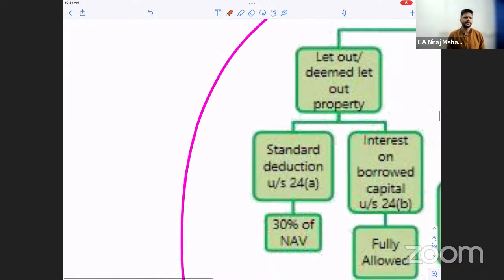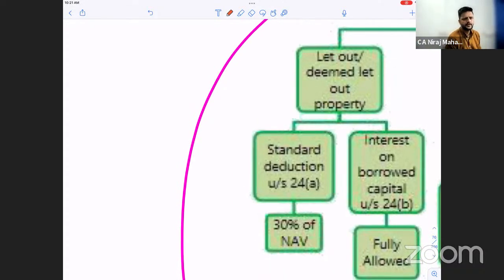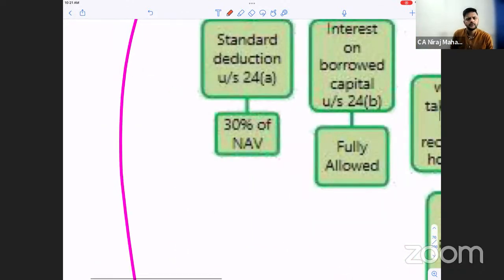So let us talk about, let us say, let out property or deemed to be let out. Some figure you will have of NAV. Out of that, 24A will go. 30% standard deduction. Correct? And 24B, interest on borrowed capital. Look at this word. This is important for you. Fully allowed. Any problem? Any kind of ceiling limit there? No. Correct?